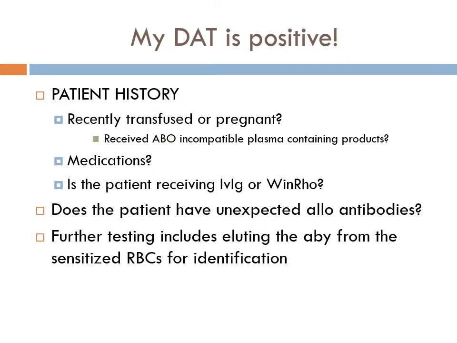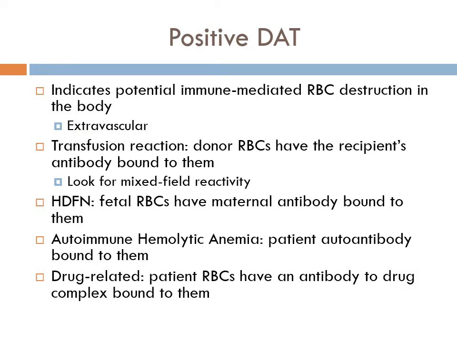My DAT is positive. What do I do now? We want to look at patient history. Has the patient been recently transfused or pregnant? Have they received ABO-incompatible plasma-containing products? Have they received any medications? There is a list of medications that can cause positive DATs. Is the patient receiving that immunoglobulin therapy or WinRho, which is an anti-D therapy? Does the patient have unexpected alloantibodies? Further testing includes eluting the antibody from the sensitized red cells for identification. And we will talk about that.